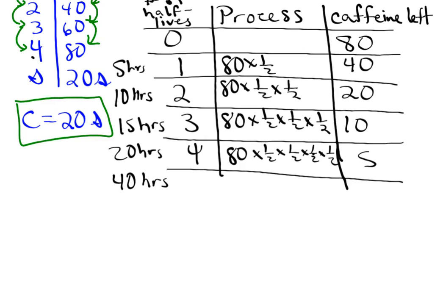How many half-lives have happened? Eight. Good. But I don't have space to write 1/2 eight times. So how could I write that instead? Scientific variation. 80 times 1/2 to the 8th. So grab your calculator.